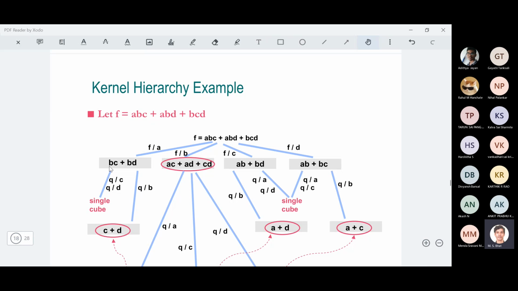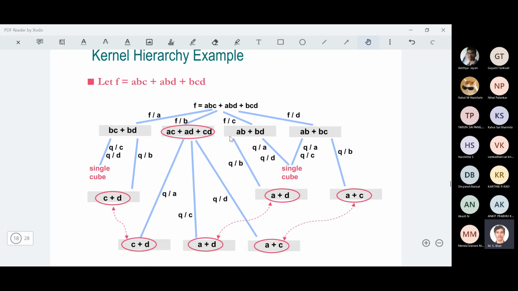When I divide this by C, you get only a single cube, that is B. When I divide this by D, you get another single cube, B. So these are not kernels. So this is the kernel. When I divide F by B, you get a kernel AC plus AD plus CD.